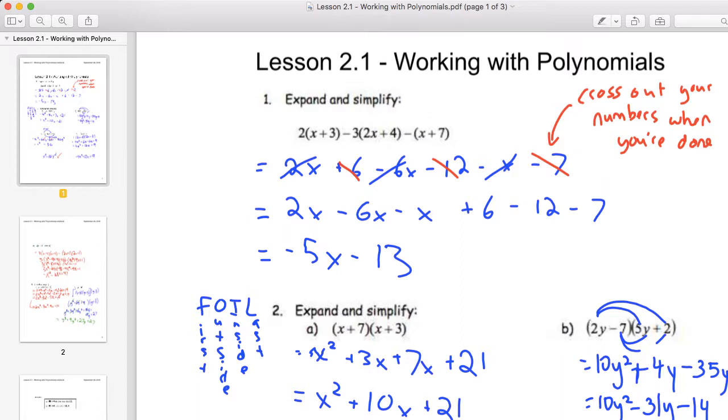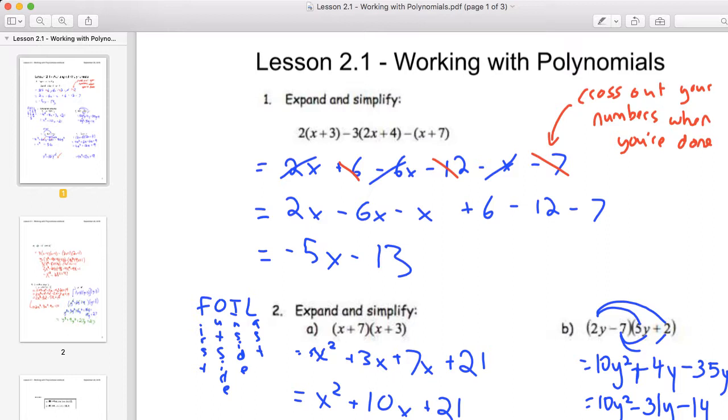So all of these terms are jumbled up, and I suggest that you organize them. When I'm organizing them, that's when I start crossing out the numbers when I'm done with them. So first I have a 2x that I'm using, and I want to group it together with all of my other x's. So I have 2x minus 6x, and I cross those out, and then I have a minus x afterwards, and I cross that one out. Then I have plus 6, which is my number, and then I have minus 12 and minus 7, and I cross those out in red when I'm done with them.